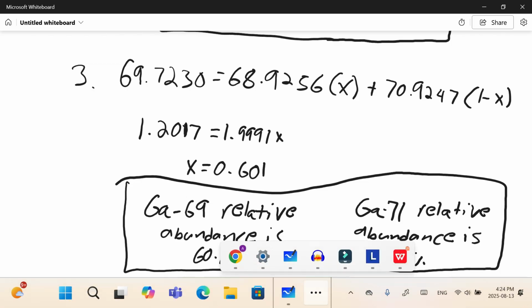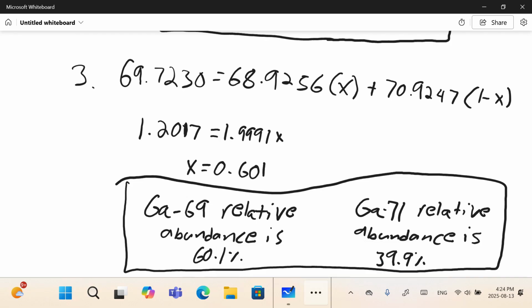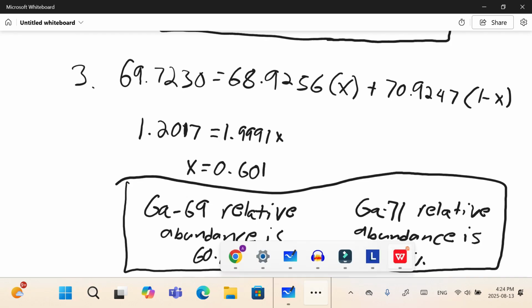And I think that's about as difficult as questions will get. You can't really do this reverse calculation when you have more than two types of isotopes, because you'll end up with 100 minus x minus y minus z, and you don't have enough equations to solve that usually.